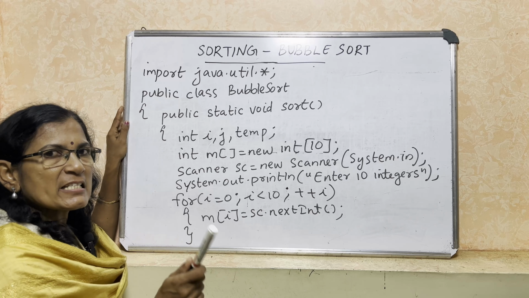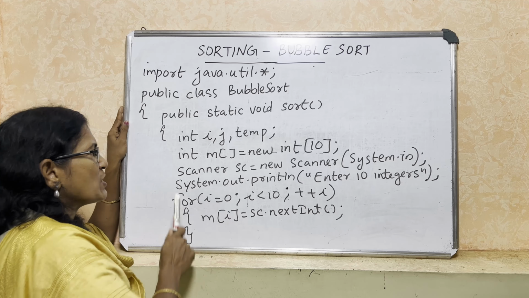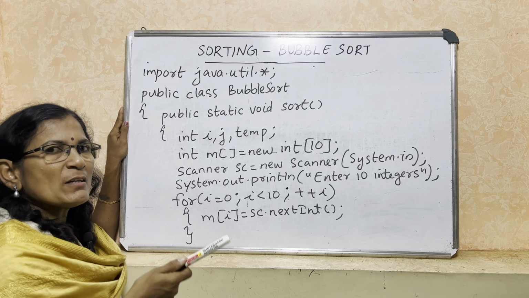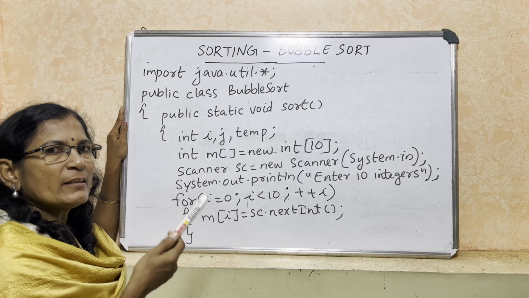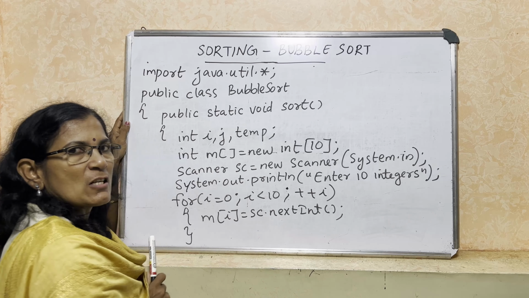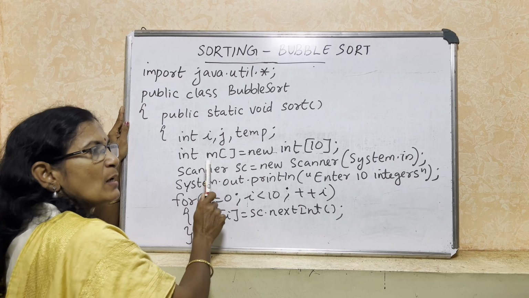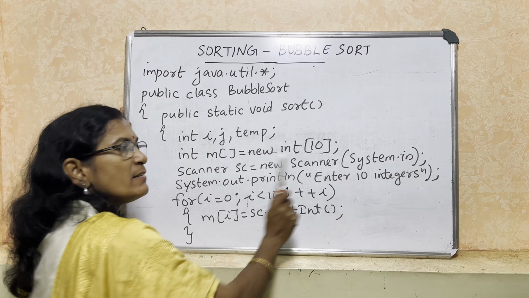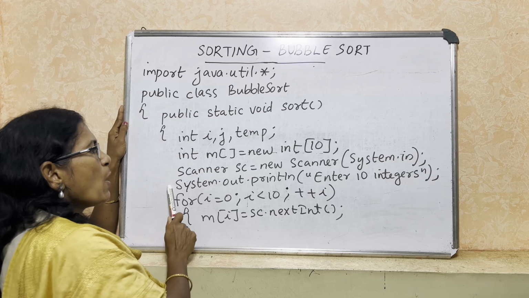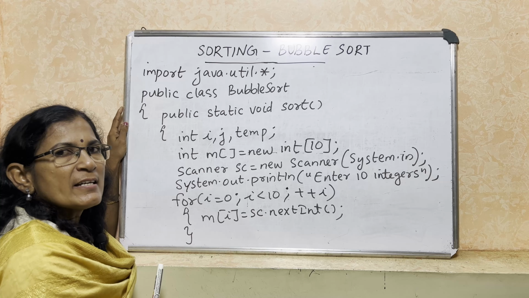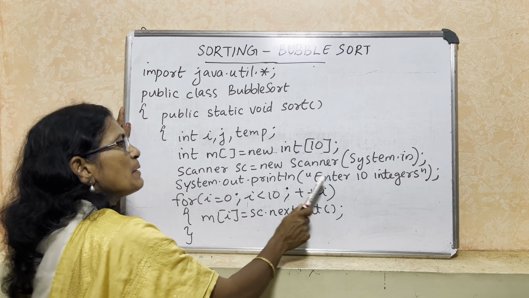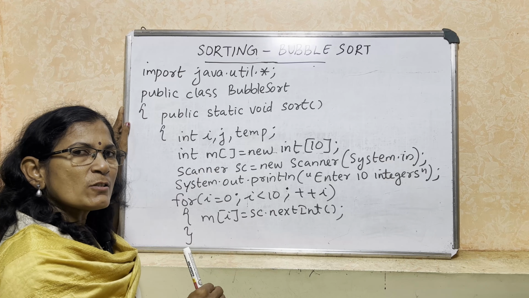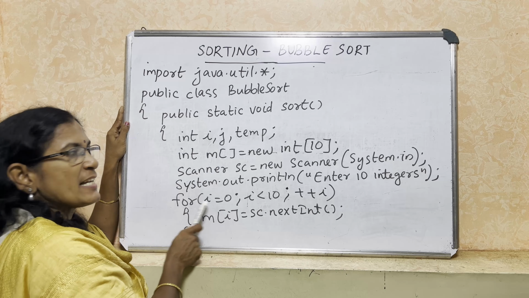We have to use a nested loop to carry out the sorting operation. Two integer type variables i and j are declared. To swap the values, we need the help of a third variable, so a temporary storage location is declared. An integer array with 10 storage locations is created. A Scanner class object is declared to enter the values into the array. A prompt is given to the user to enter 10 integer numbers: System.out.println enter 10 integers. To accept and store the values into the array, we have set a loop.